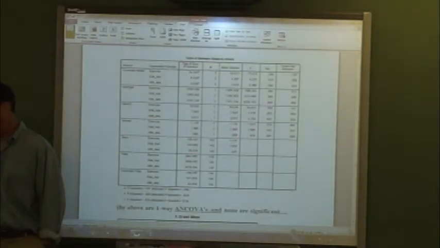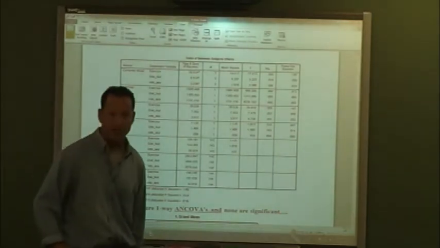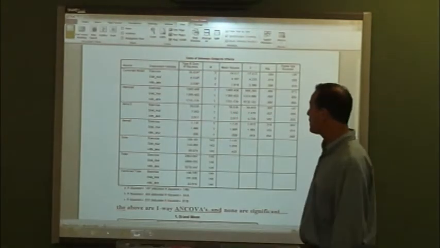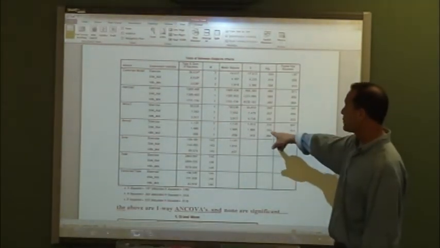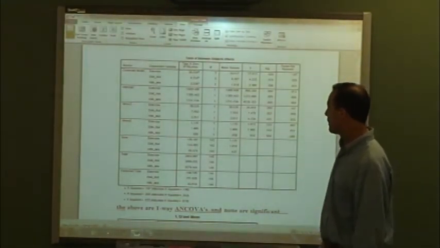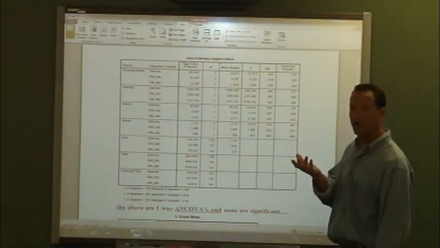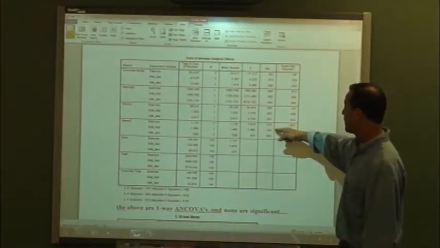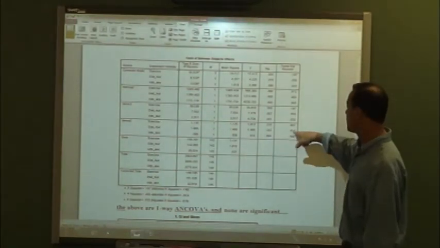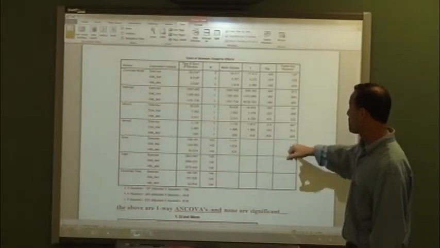Here are your one-way ANCOVAs, everybody. So there we see, looking at demo 5, which is if you're in a relationship or not, none of them are significant. We don't see any between group differences. Even though the means are higher for exercise and diet in those in a relationship, none of them are significant. Effect sizes are all pretty small. 1.4% is the biggest effect size.